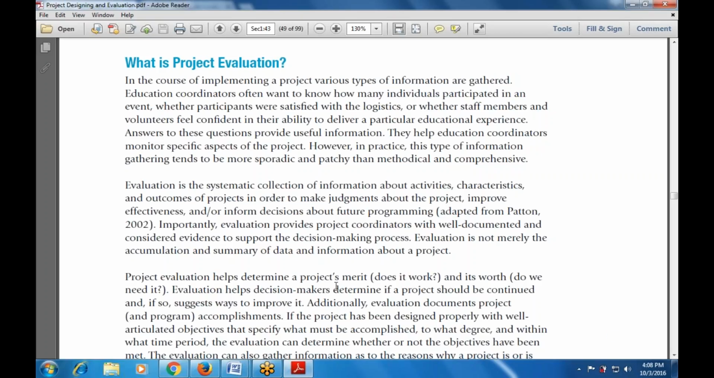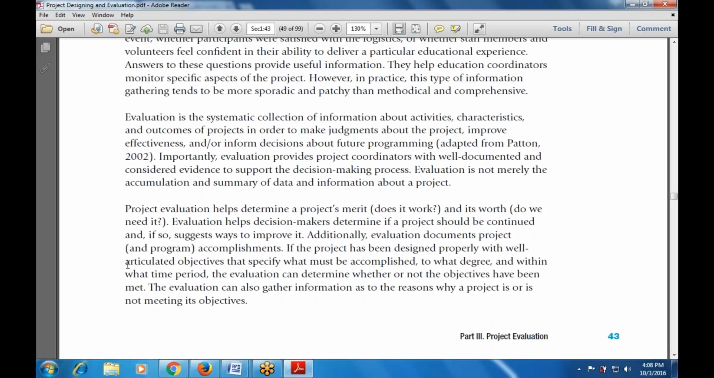If the project has been designed properly with well-articulated objectives that specify what must be accomplished, to what degree and within what time period, then evaluation also determines whether or not the objectives have been met. So what is done, how it is done, to what degree, and within what time period.